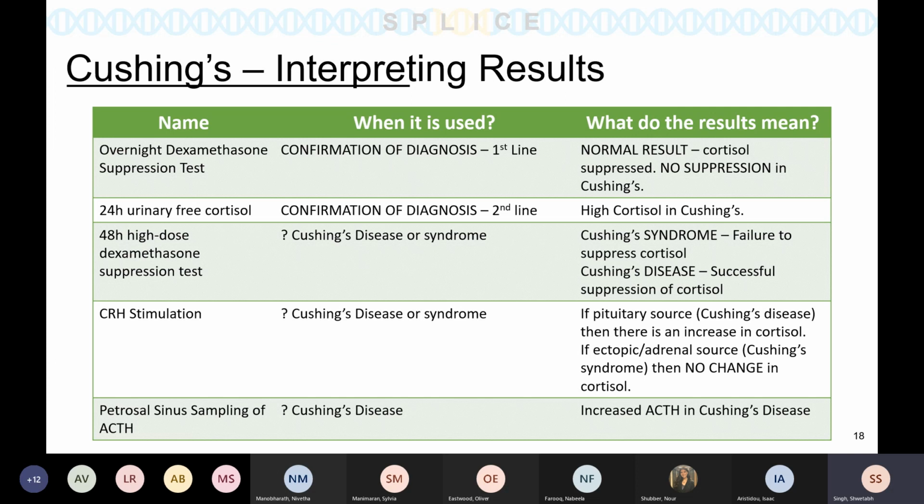Then in a 48-hour high-dose dexamethasone suppression test, you're essentially looking at whether it's Cushing's disease versus Cushing syndrome. In Cushing syndrome, there's a failure to suppress the cortisol because it's working autonomously, and no amount of high-dose dexamethasone can suppress a Cushing syndrome producing its cortisol. Whereas in Cushing's disease, there is a successful suppression of cortisol after you give that high-dose dexamethasone.